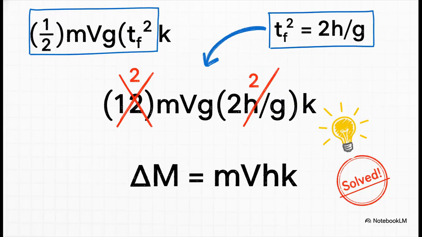And now for the grand finale. Remember that expression for tf squared we put aside? Let's substitute that into our result. And would you look at that? The 1/2 and the g from our integral cancel out perfectly with the 2 and the g from our time expression. It's so satisfying. We're left with this incredibly clean, simple, beautiful answer. The total change in angular momentum is just the mass times the velocity of our reference point times the height of the fall. And just like that, the paradox is solved.